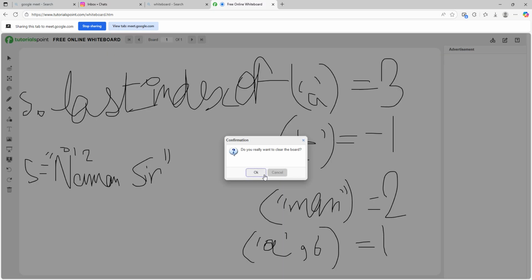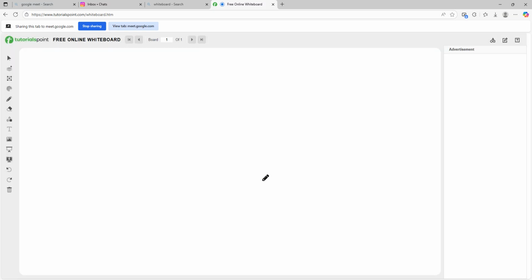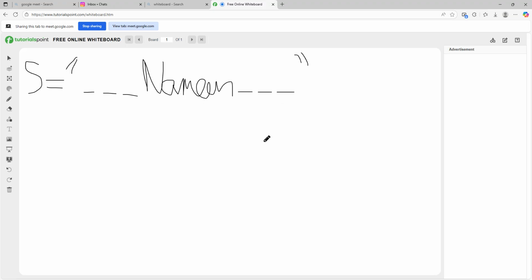Now I'll move to the trim function. So S equal to space, space, space, Naman, space, space. Now, if I do string S1 equal to S dot trim.